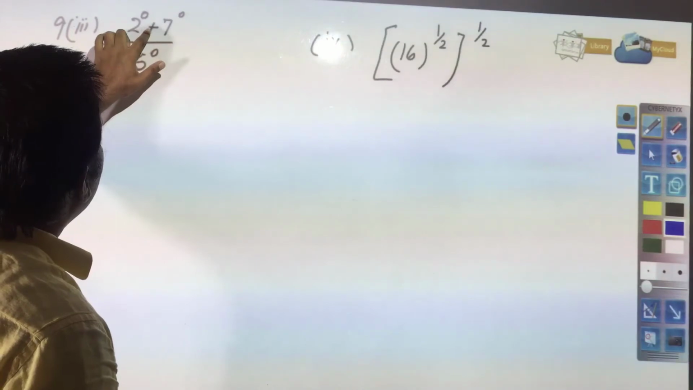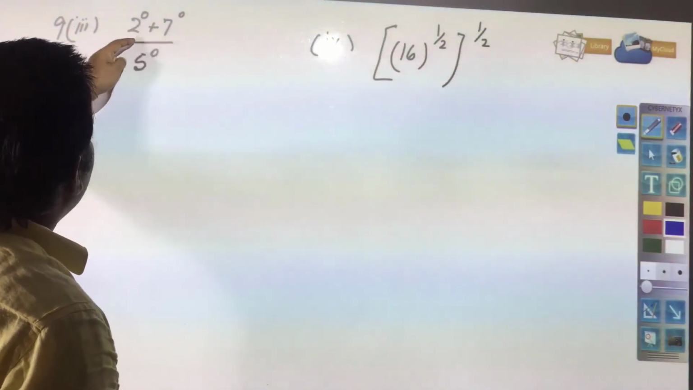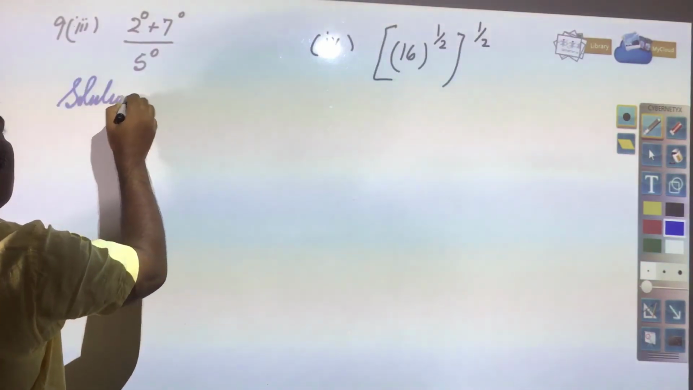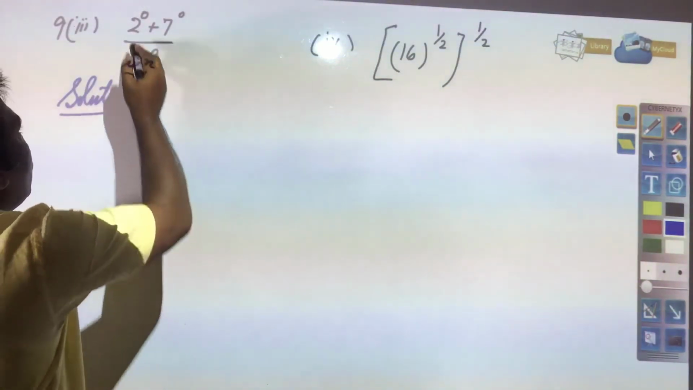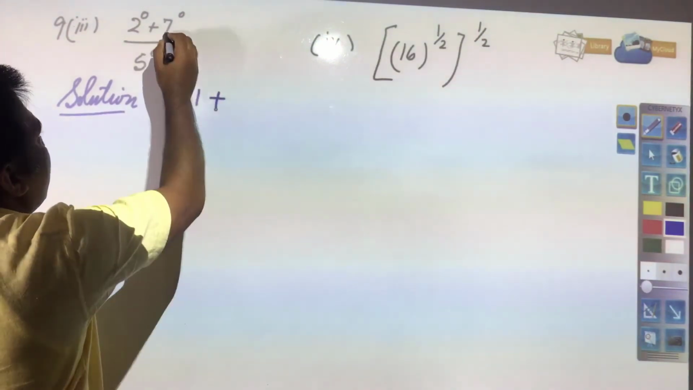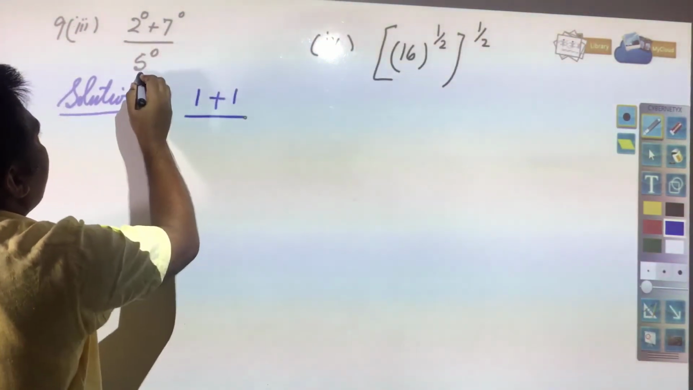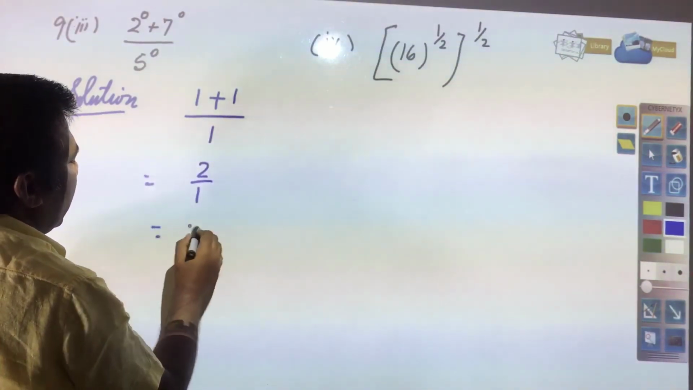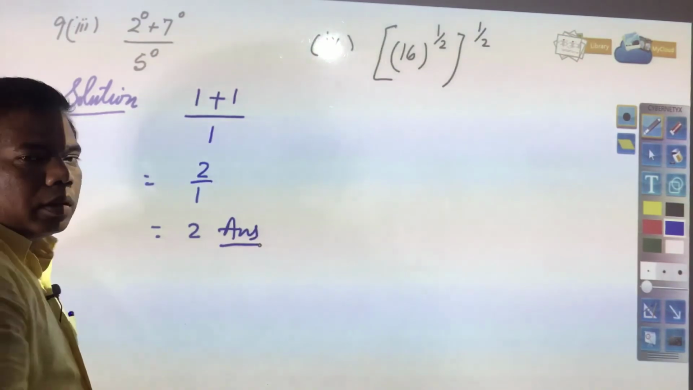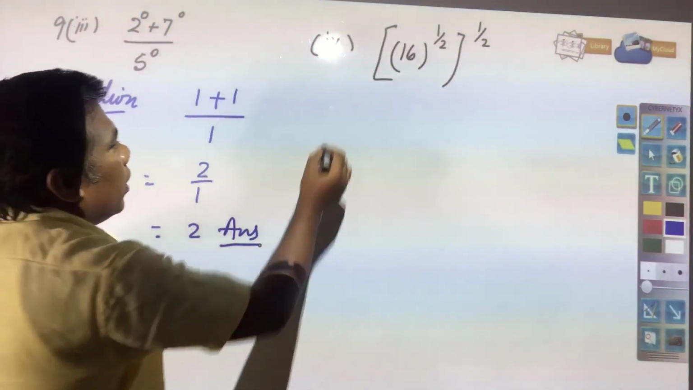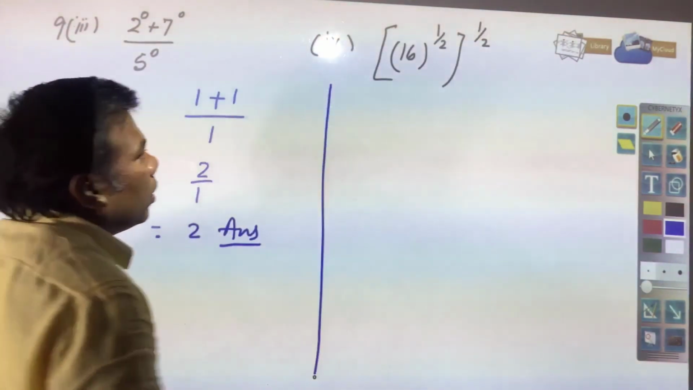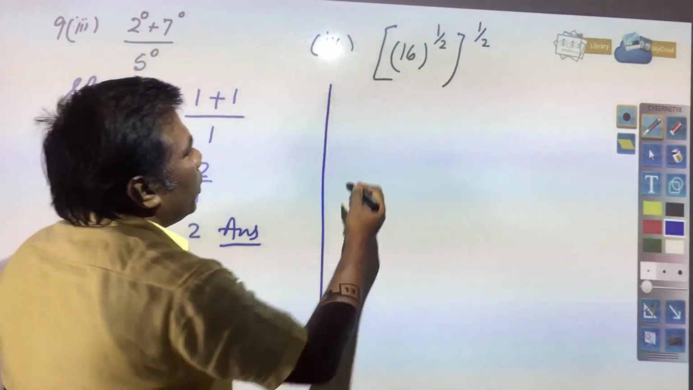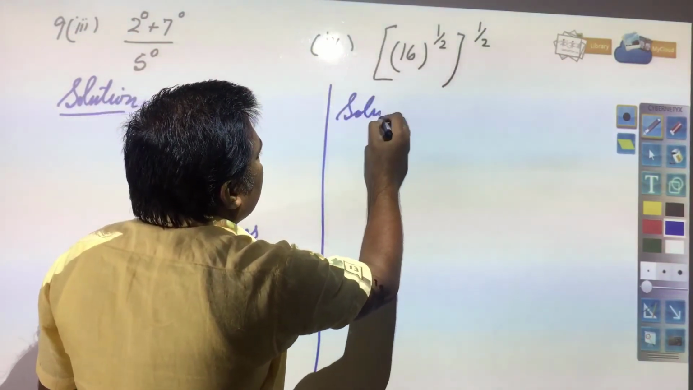Next you see, 2 to the power 0 plus 7 to the power 0 divided by 5 to the power 0. Again this is a very easy question. 2 to the power 0 means 1, 7 to the power 0 means 1, 5 to the power 0 means 1. It means 2 by 1 and 2 will be your answer. Next you see, 16 to the power 1 by 2 and whole to the power 1 by 2. So, how will we solve this?